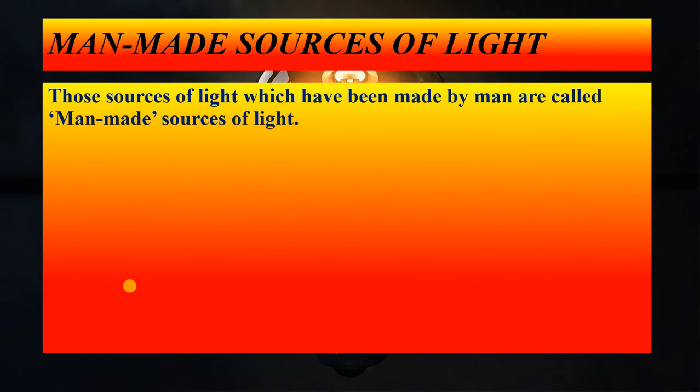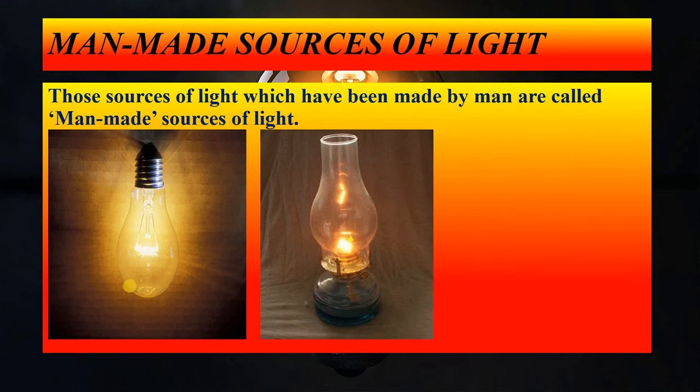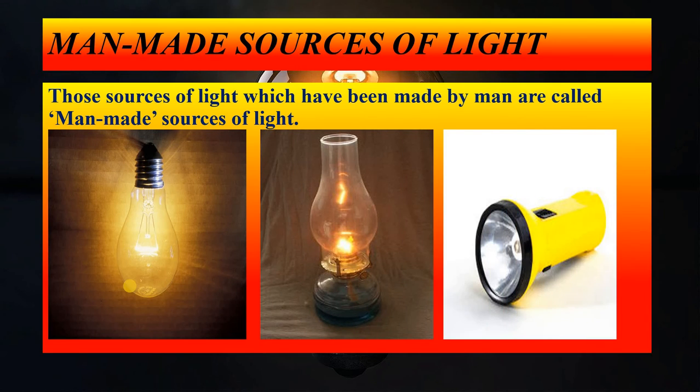Now coming to the man-made sources of light. Man-made source or the artificial source. Those sources of light which have been made by man are called man-made sources of light. What are the examples? A few examples I can give you: electric bulb, kerosene oil lamp, torch, candle, tube light, etc. Those are man-made sources of light.